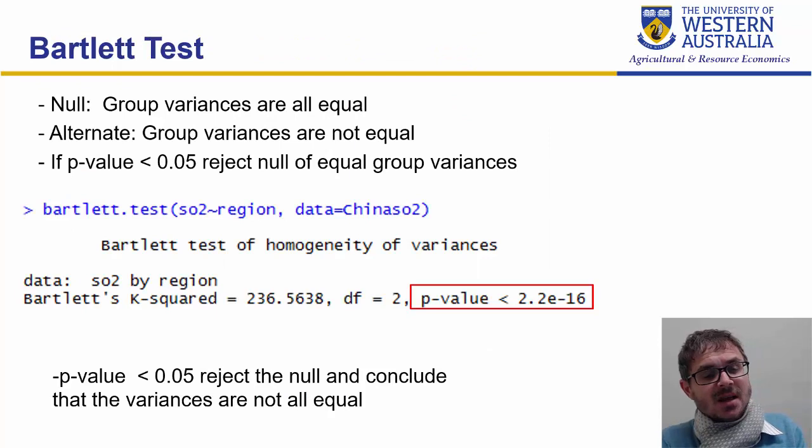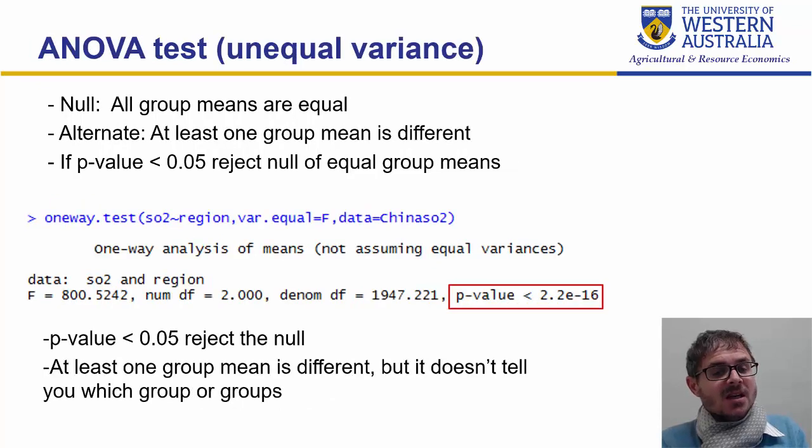So Bartlett test, again, before the ANOVA test comes up, unequal variance. Same thing: group variances are equal, group variances are not equal, rejection decision. Look at our structure: bartlett.test, SO2 measurements, tilde, region, data, China SO2. What have I got? I've got the results for a Bartlett test of group variance homogeneity. P-value is less than 0.05. Therefore, I reject the null. Variances are not all equal. Conduct my ANOVA test with unequal variance.